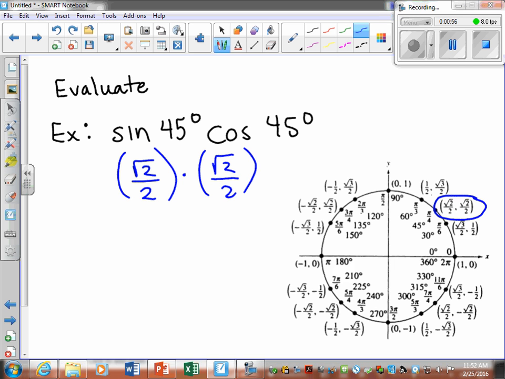Now we just do the algebra. It says now multiply those two together. So our square root times the square root is just 2. And then 2 times 2 on the bottom is just 4. This is just going to simplify to 1/2.